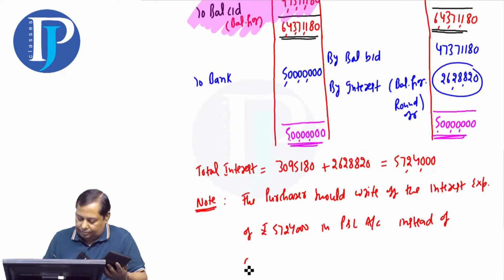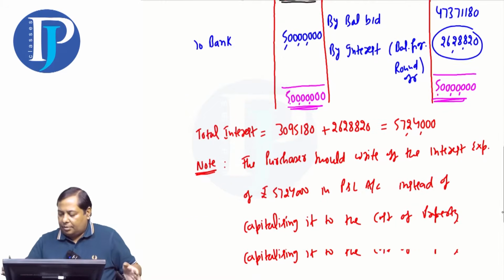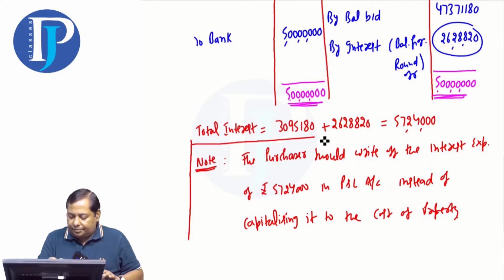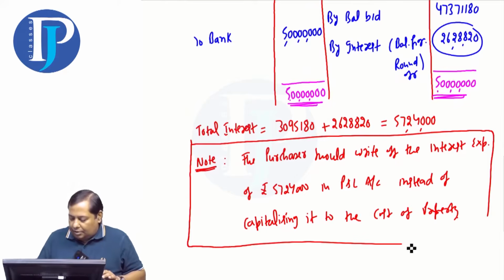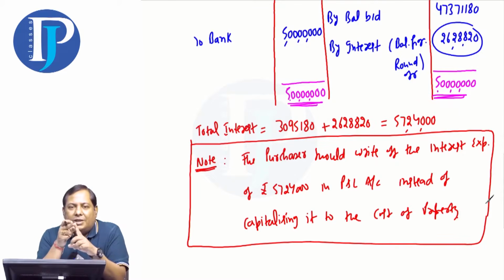instead of capitalizing it at the cost of property. In the property, there is no need to add it to the property cost. We'll expense this in the profit and loss account. And I don't think there will be any problem with this question for you. The purchase was made by cash. Self-construction. The deferred credit has been completed. The example and question are also done. Now everything should be absolutely clear to you.